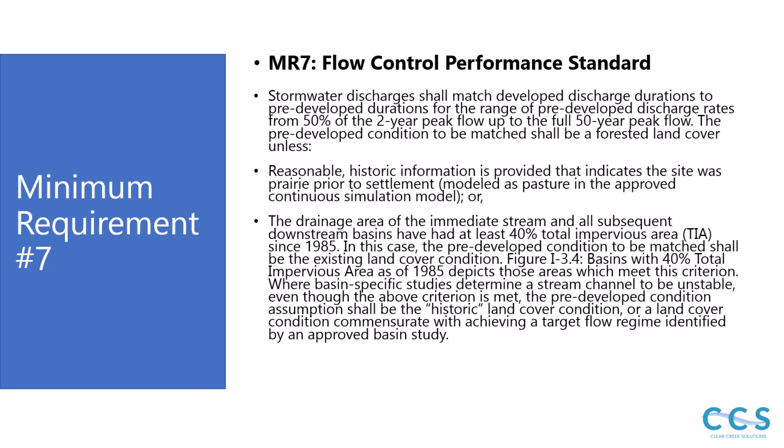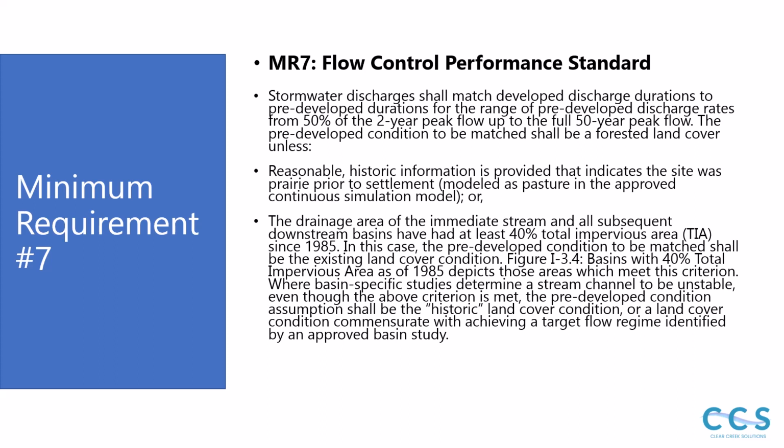Stormwater discharges shall match developed discharge durations to pre-developed durations for the range of pre-developed discharge rates from 50% of the 2-year peak flow up to the full 50-year peak flow. The pre-developed condition to be matched shall be forced to be a forested land cover unless reasonable historic information is provided that indicates the site was prairie prior to settlement, modeled as pasture in the approved model. And we'll look at this in WWHM 2012.